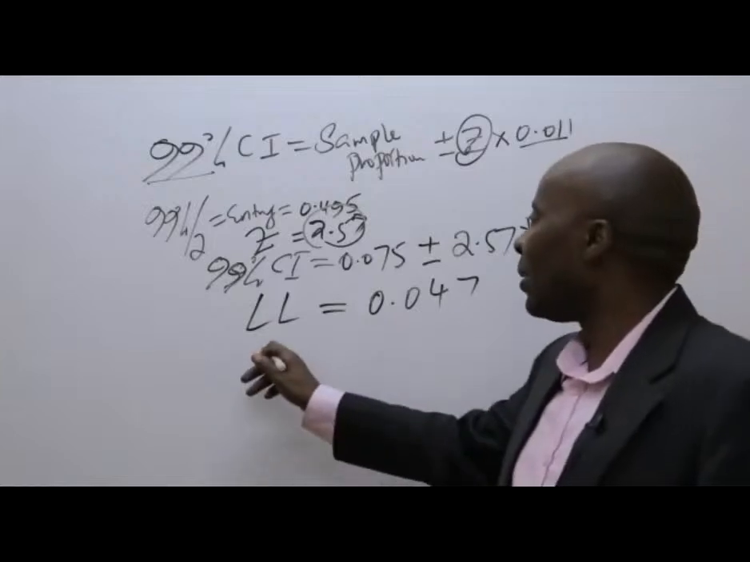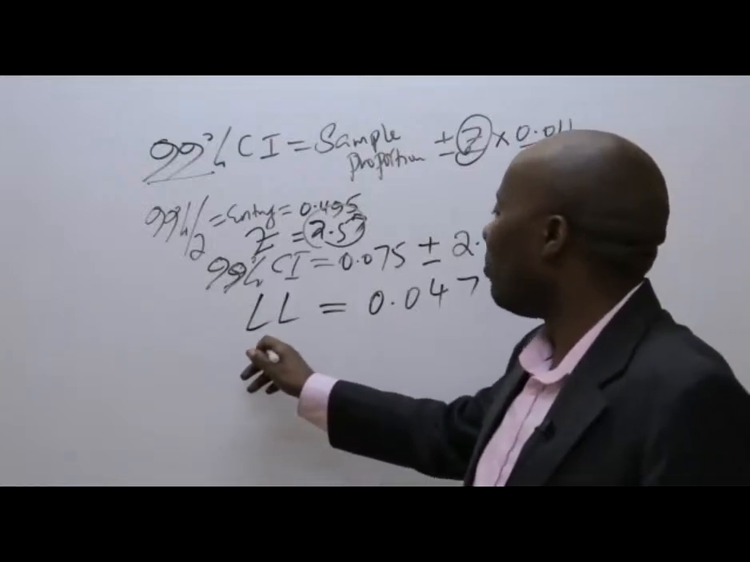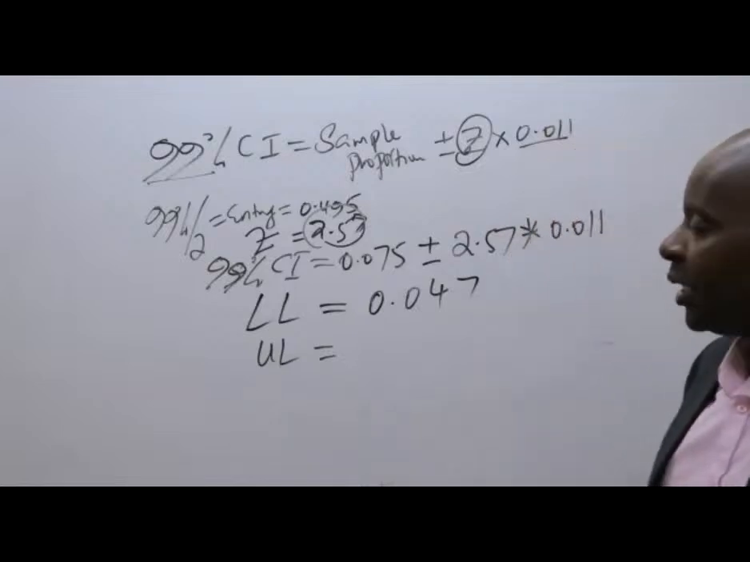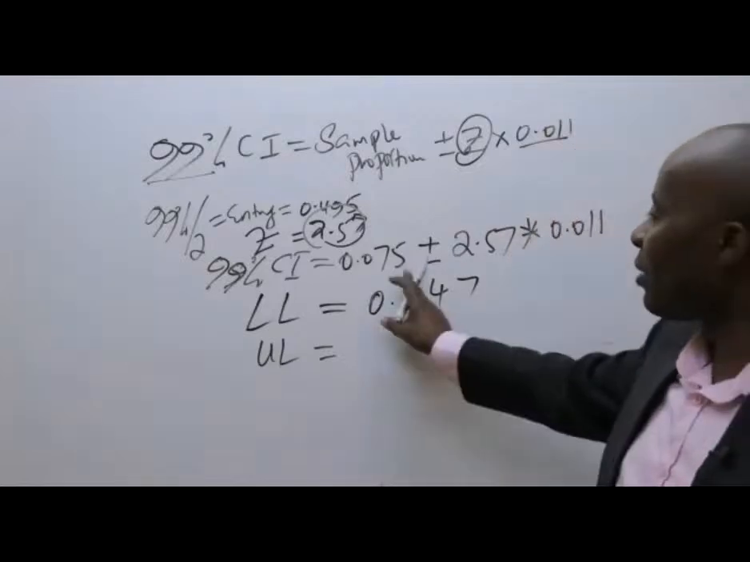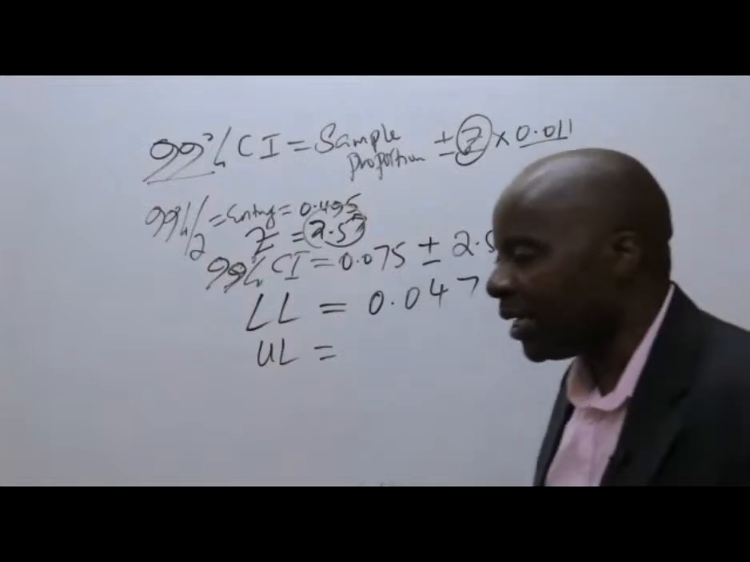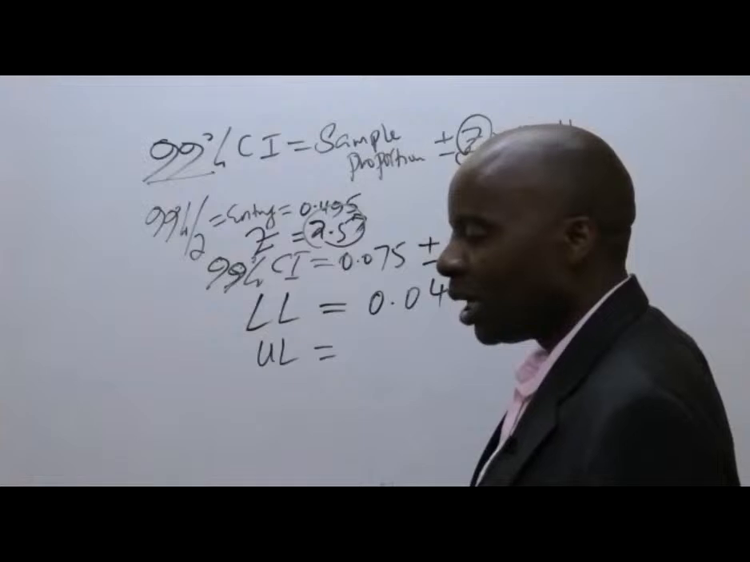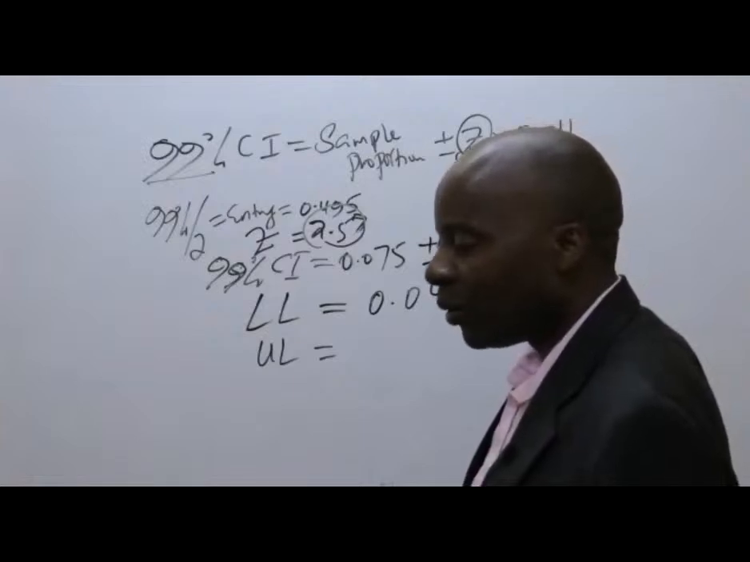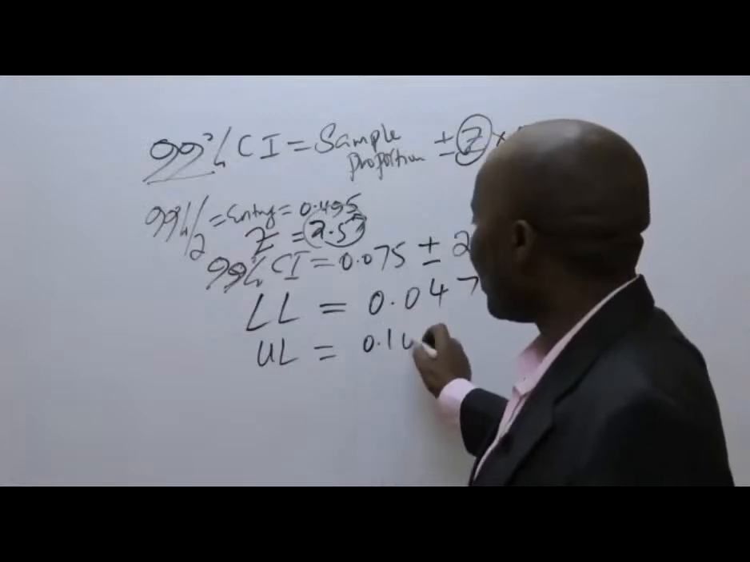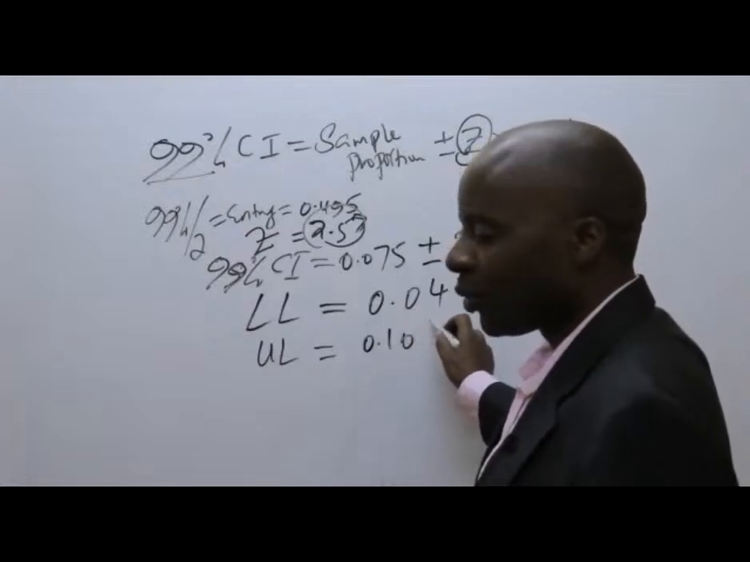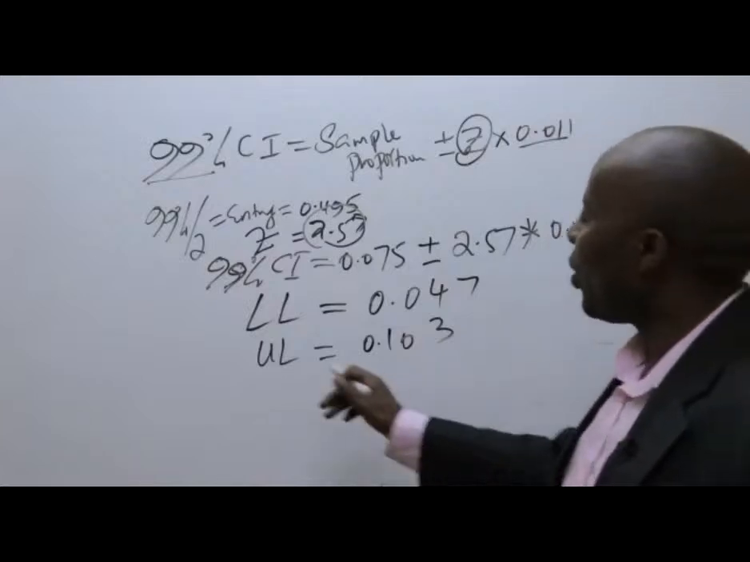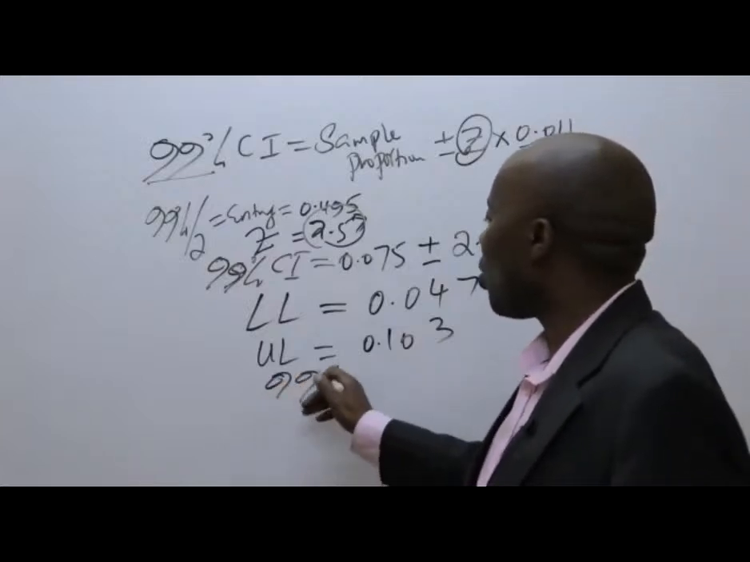How about the upper limit? For the upper limit we add. You take 0.075 plus 2.57 times that. And according to Lokai, we have 0.103.